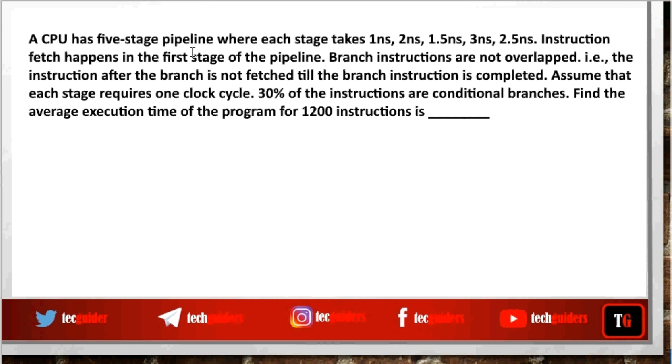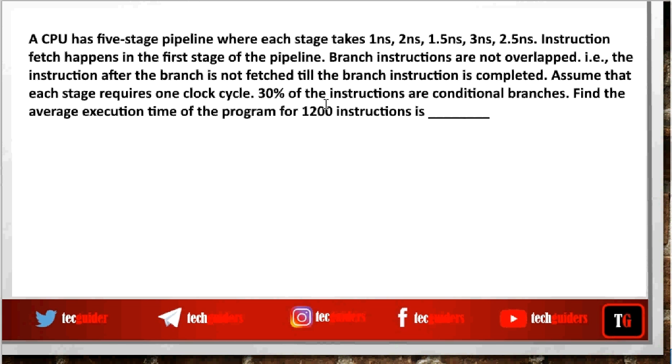A CPU has a 5-stage pipeline where each stage takes 1 nanosecond, 2 nanoseconds, 1.5 nanoseconds, 3 nanoseconds, and 2.5 nanoseconds. Instruction fetch happens in the first stage of the pipeline. Branch instructions are not overlapped, that is, the instruction after the branch is not fetched till the branch instruction is completed. Assume that each stage requires one clock cycle. 30% of the instructions are conditional branches. Find the average execution time of the program for 1200 instructions.